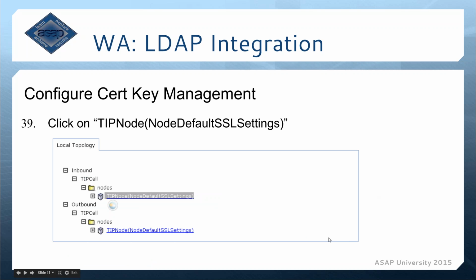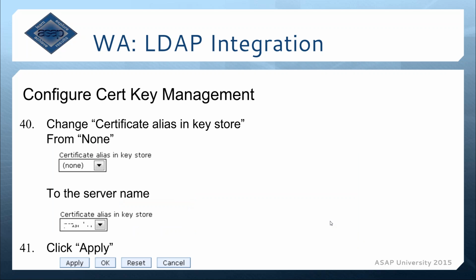Move my mouse over here. There we go. And then there will be an inbound and outbound connection settings. You will be modifying both of those. So right now we're going to start with the inbound, and then you click on the tip node, no default SSL settings. And then by default, it'll say certificate alias in key store is set to none.